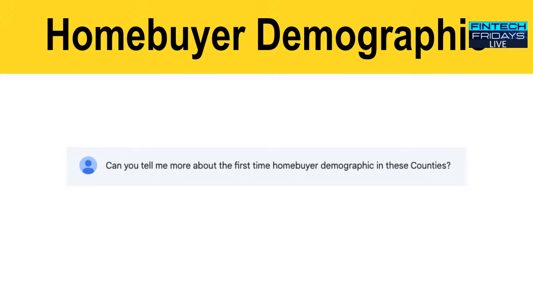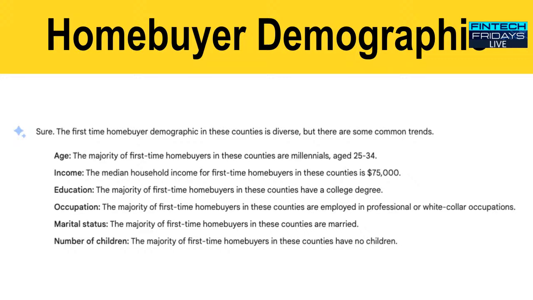So then I asked for home buyer demographics. I said, could you tell me more about the first-time home buyer demographic in these counties? Now, we probably already know this. We probably already know, and I knew, but I didn't know. It's our millennial demographic, right? It's the age 25 to 34. So this is what Google Bard came back with.